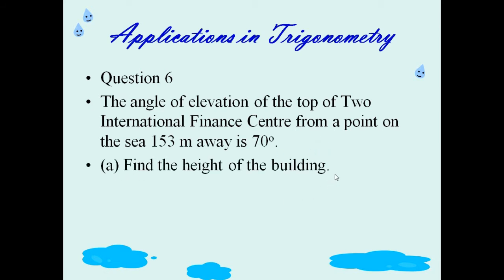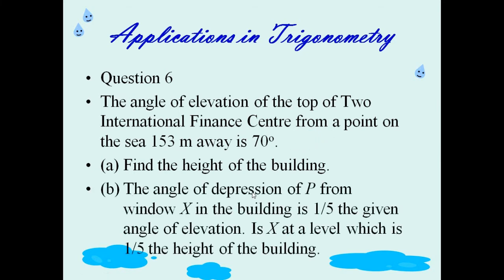You want to find the height of the building, just like the example. You find the height first, and then you find a point X on the building where the angle of elevation is just 1/5 of the original one. So is X at a level which is also 1/5 of the height of the building? We must calculate this.